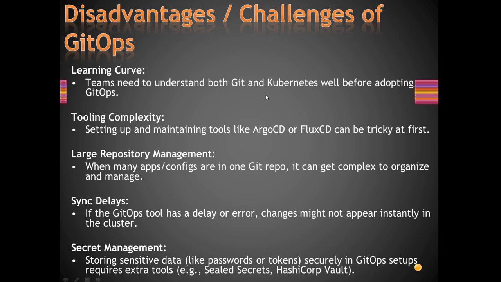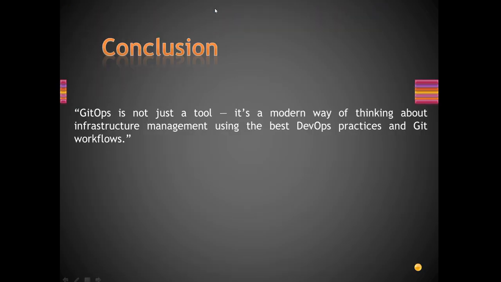Synchronization delay: if the GitOps tool has a delay or error, changes might not appear instantly in the cluster. And another one is secrets management: storing sensitive data like passwords or tokens securely in a GitOps setup requires extra tools like HashiCorp Vault.